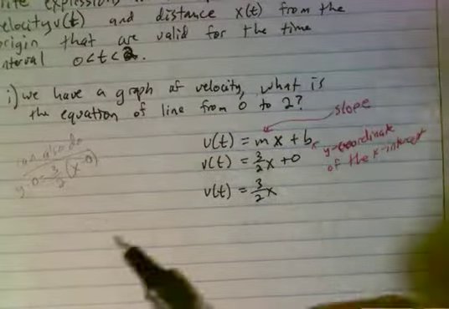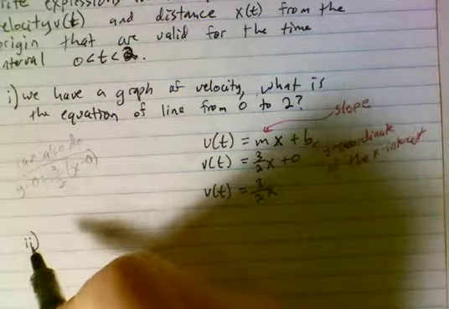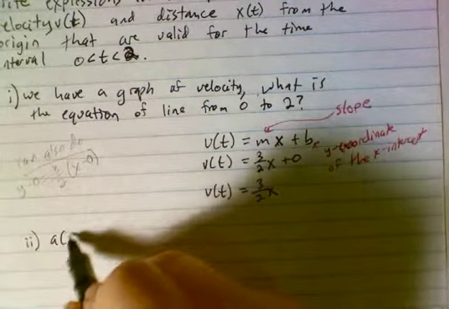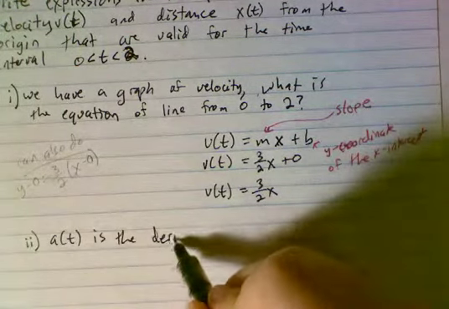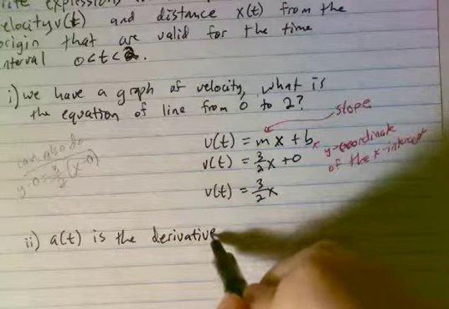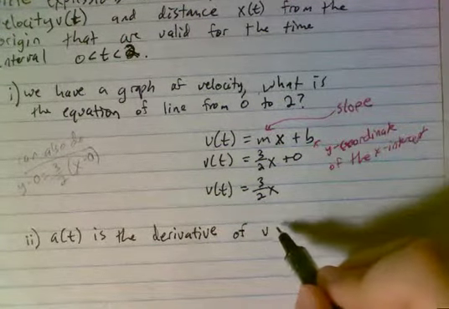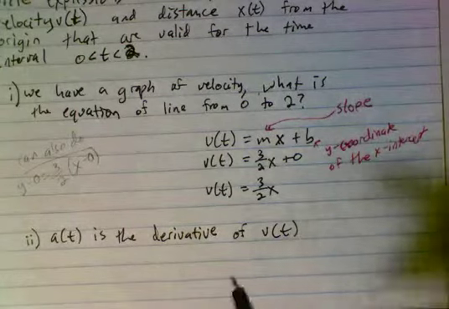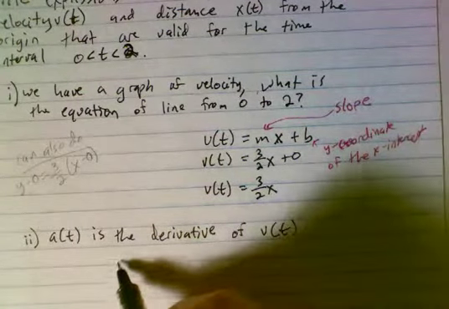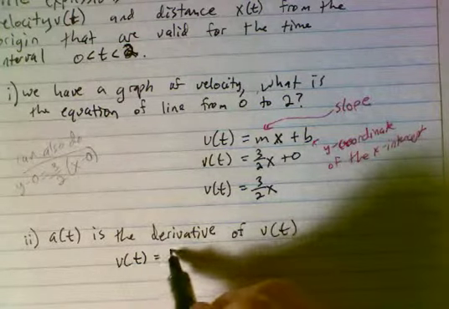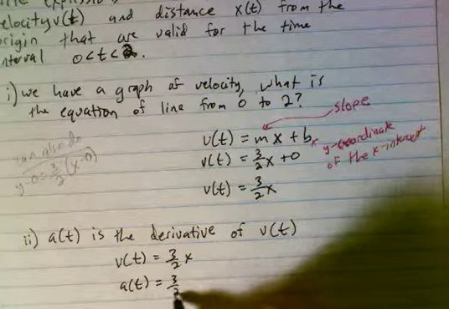So once we have an equation, or an expression I should say, for velocity, then we know that the acceleration is the derivative of v of t. So we can just do that derivative. If v of t equals 3 halves t, then a of t is just 3 halves.